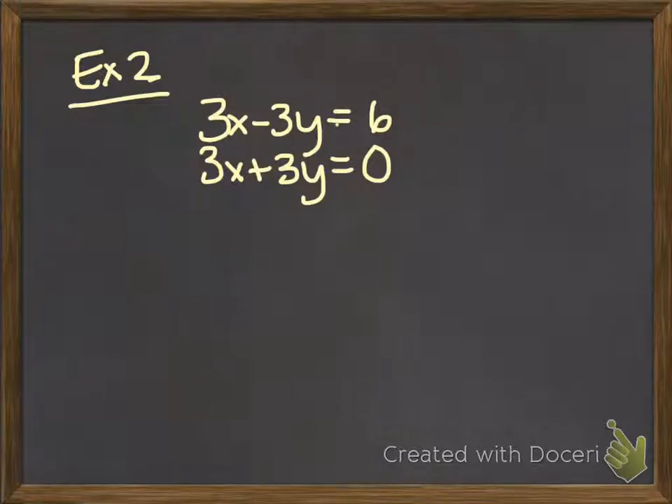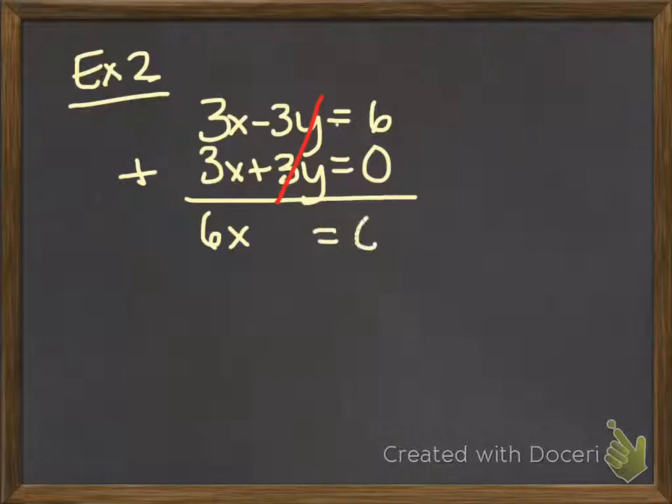Example 2, the first line is 3x minus 3y equals 6, and the second line is 3x plus 3y equals 0. It looks like the y's are going to cancel out. So 3x plus 3x is 6x, 3y minus 3y is 0, and then 6 plus 0 is 6. So 6x equals 6, divide by 6, and you get x equals 1. So that's the first part of our point of intersection.